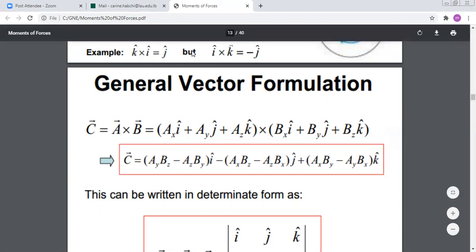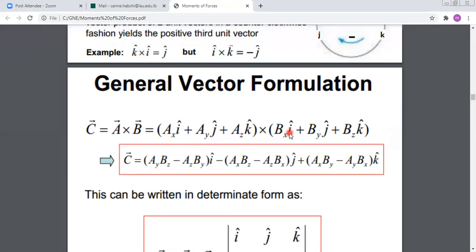It's like we have numbers. So we start doing AX vectorial BX I, but I vectorial I is 0, so the first term will cancel out. Plus AX BY times I vectorial J. I vectorial J, so I'm turning in the positive direction, IJ, so I get plus K. So the first term will be this one, AX BY times K.